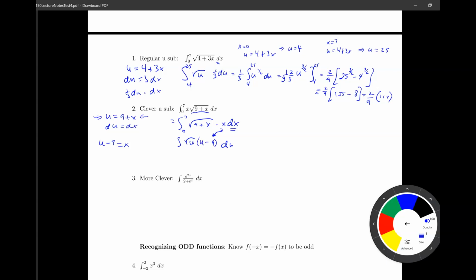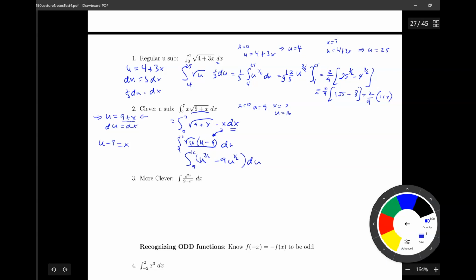I'm going to change the limits of integration again. If I put x equals 0 into my conversion, I get u equals 9. And if I put x equals 7 into my conversion, I get u equals 16. So 9 to 16. I'm going to have to multiply this out in order to take the antiderivative of it. So I'll get u to the 3/2 minus 9u to the 1/2.